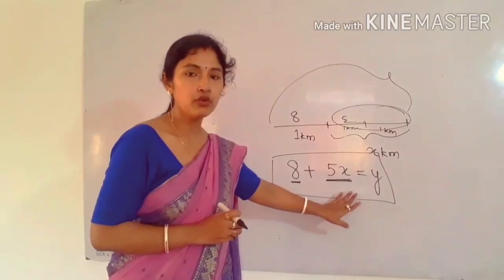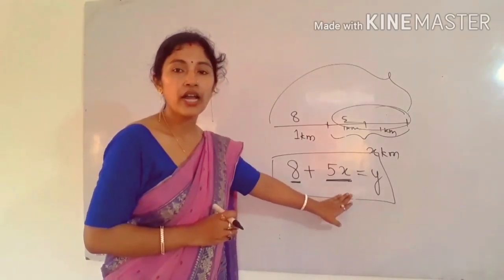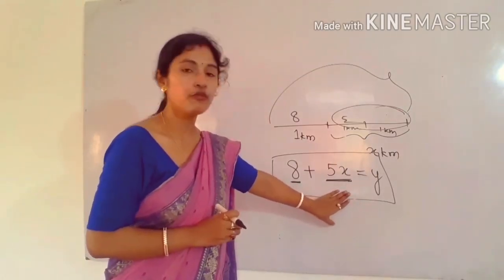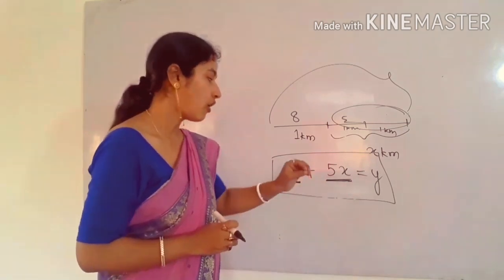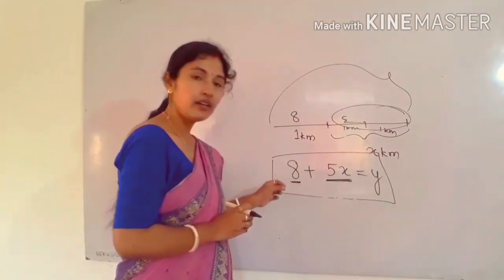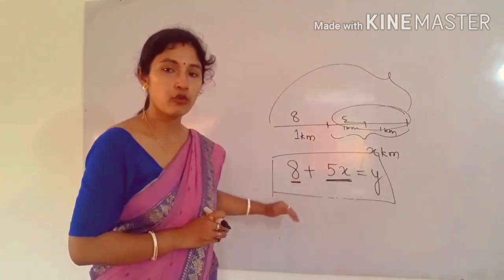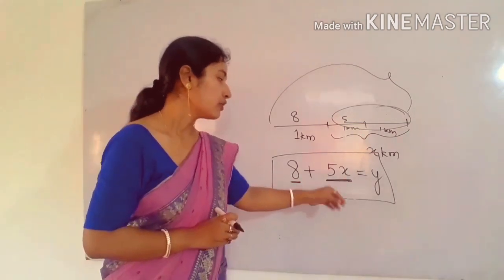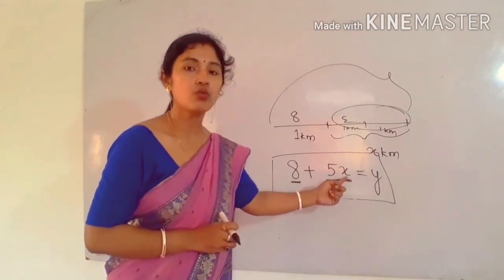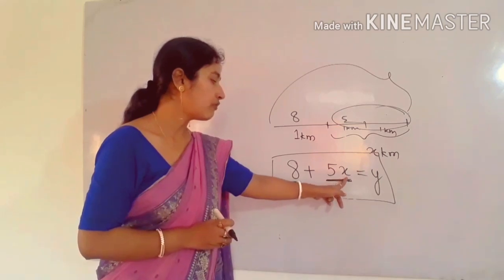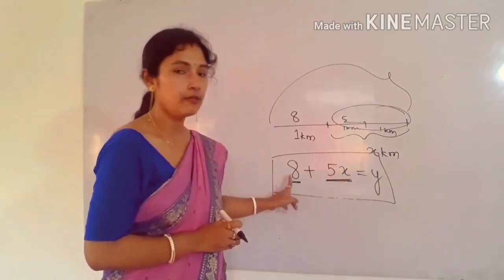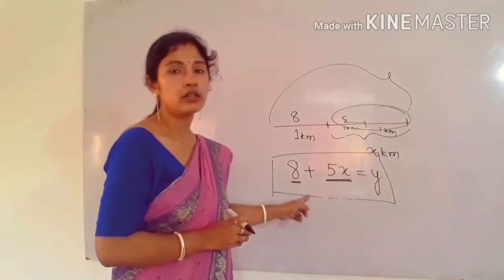Now what do we have to do? We have to find four sets of solutions for this equation. How will we find them? Already you know the process. You have to assume the value of x. First of all, take the value of x as 1. 5 into 1 is 5, 5 plus 8 is 13. You will get y equal to 13.